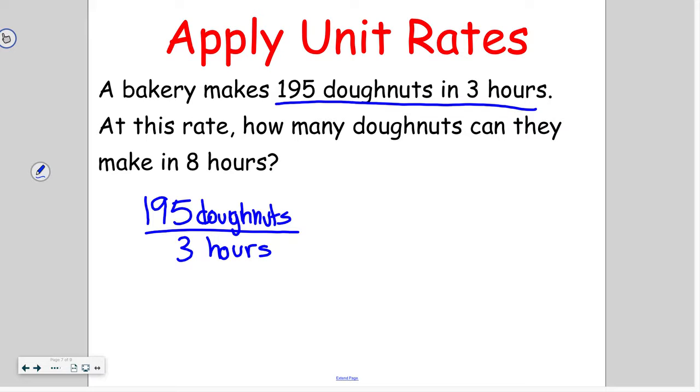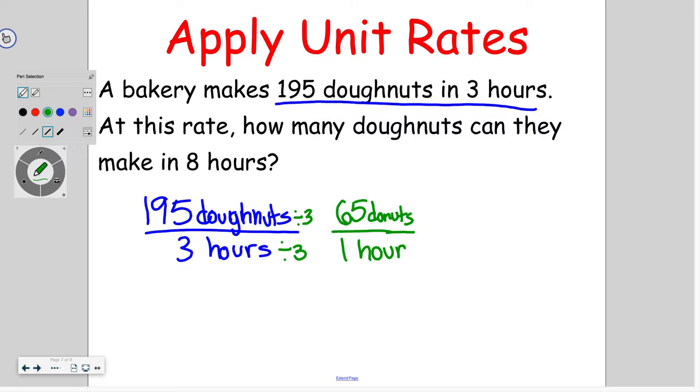The first thing I'm going to want to do is get it into my unit rate. So I want to know how many donuts they can make in 1 hour. In order to figure that out, I'm going to need to divide by 3. When I divide 195 by 3, I get an answer of 65 donuts. That's not what it's asking us for, though. It's asking us for how many donuts they can make in 8 hours.